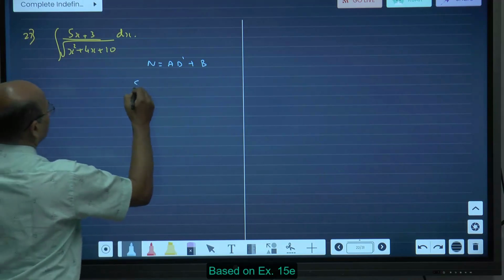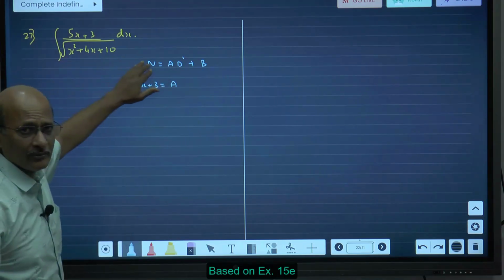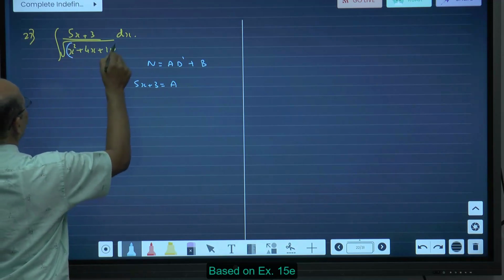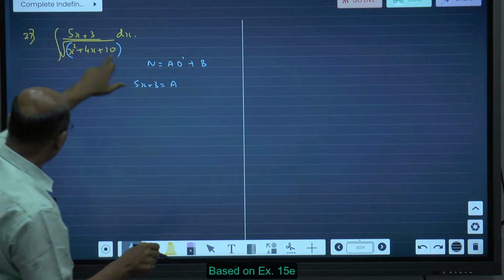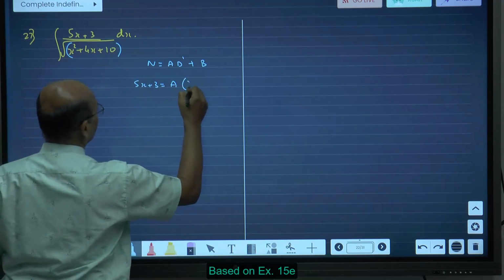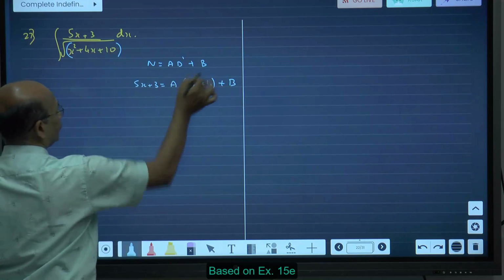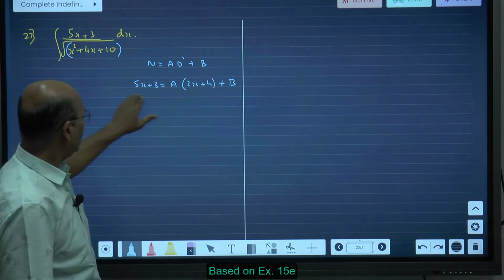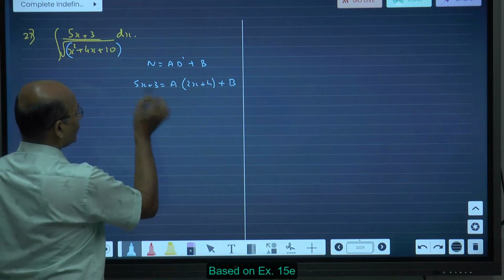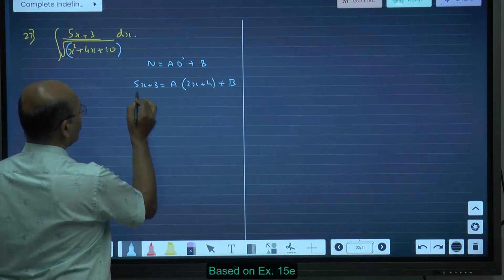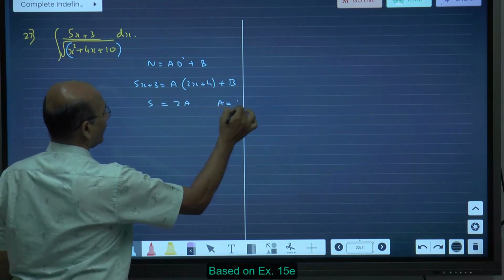So the numerator is equal to a into derivative of, remember with root we have the formula. So the denominator you will consider only this inside part as the denominator. So a into derivative of this denominator here, so 2x plus 4, plus b. As I said, numerator you are writing in this format. So find a and b in such a way that it should be equal to 5x plus 3. So compare the coefficients here. X coefficient I will compare as I did in the previous sums. So x coefficient comparing, 5 is equal to 2a. So a is 5 by 2.